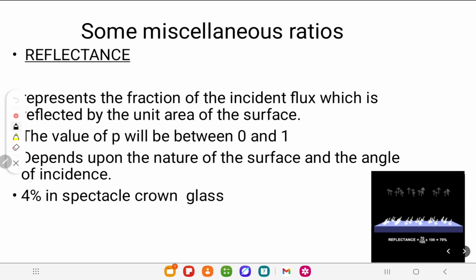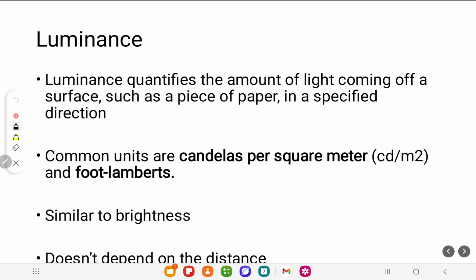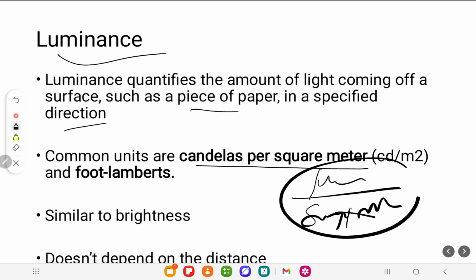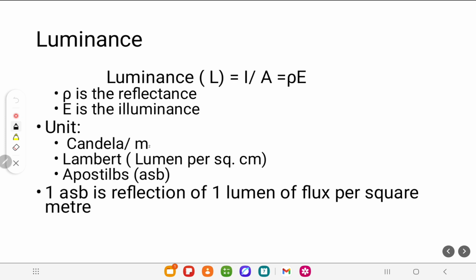Okay, so there are a lot of things we are talking about, like reflection, and we have already talked about Fresnel's law. Luminance quantifies the amount of light coming off the surface. Illuminance is going to the surface, luminance is coming off the surface. Another thing: the unit is candela per meter square. A candela means lumen per steradian, and meter square is always here, isn't it? That's the unit. You can convert this unit too.